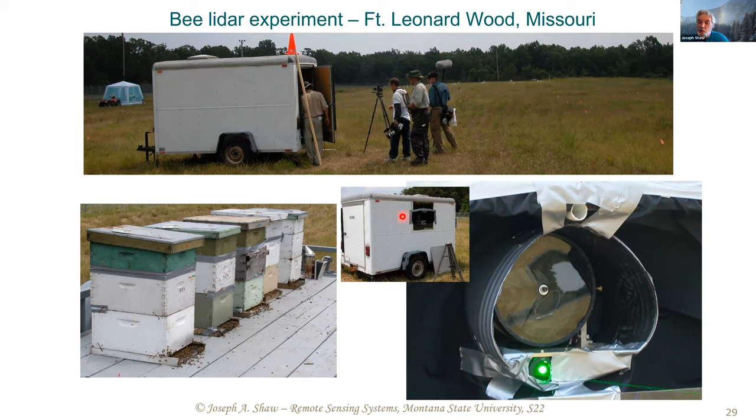We cut a hole in the wall of the trailer. We put black cloth there because the bees were coming in and bothering us in the trailer. And then we went to the store and we bought a garbage can because the sun was shining into our receiver too much. So we bought a garbage can to use as a sunshade. And then here's the laser beam coming out down below. This is the receiver telescope.